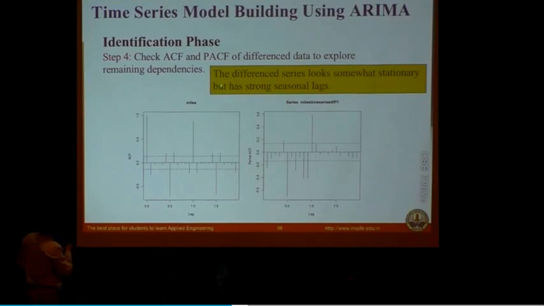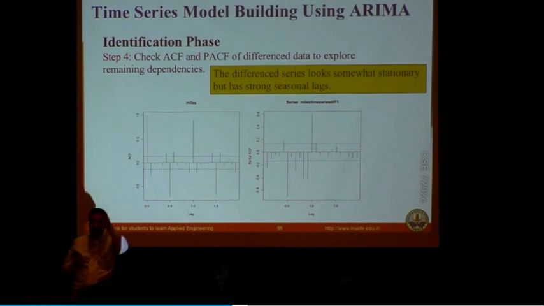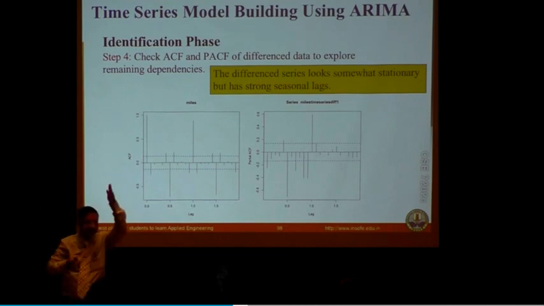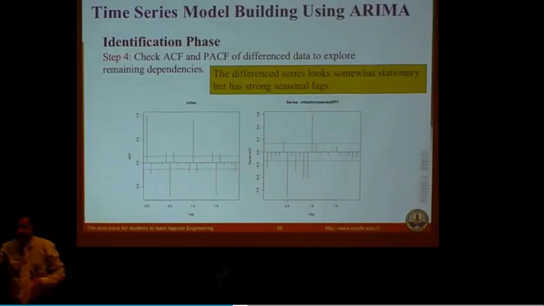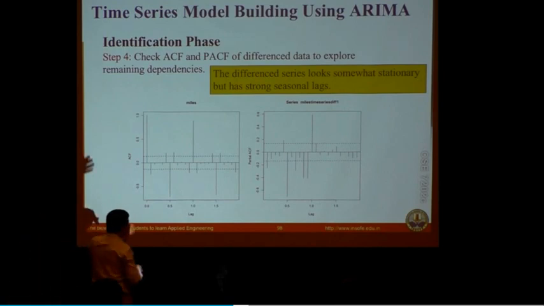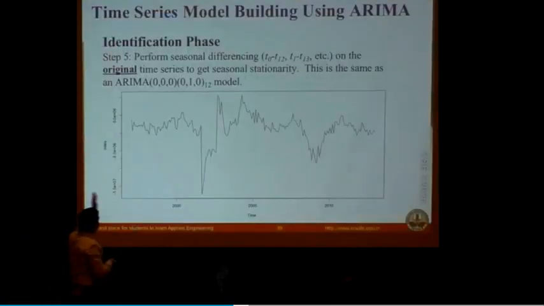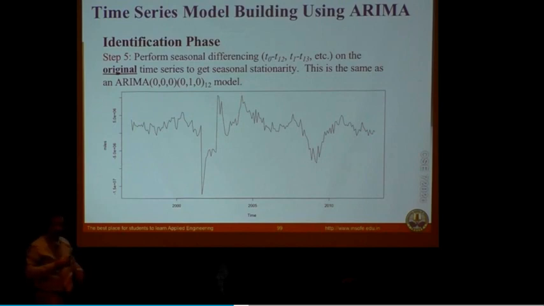When you see significant lags at certain time periods, not continuously, but at the 12th lag, the 24th lag, the 36th lag, then you know that there is a seasonal effect there. So there is seasonality. We will go back to the original data and do seasonal differencing. What is seasonal differencing?